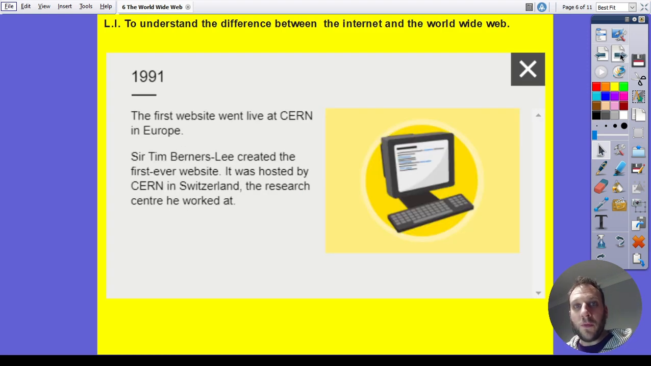Then, moving forward a couple of years, in 1991, the first website went live at CERN in Europe. So that is a university centre in Belgium and Switzerland, sorry. And Tim Berners-Lee created his first ever website, and it was hosted on a computer in CERN in Switzerland, which was the research centre he was working at.